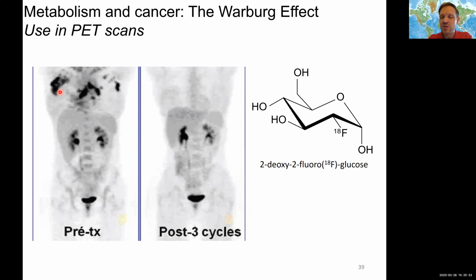So it can be used, right? This knowledge of glucose and carbohydrate metabolism can actually actively be used to develop diagnostic tools.